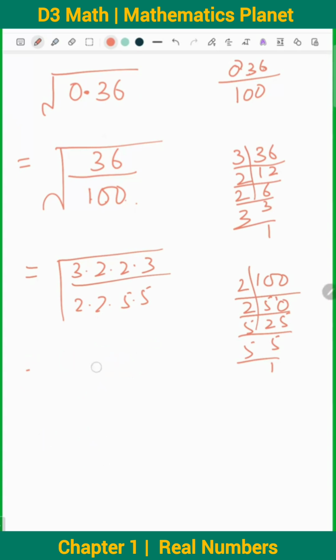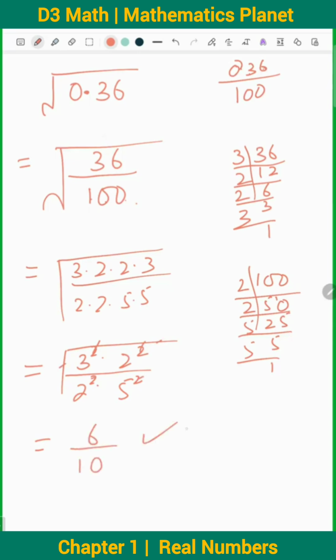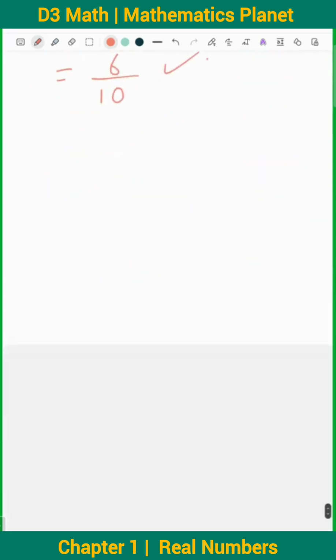If there is one or more same, we have to cut them from both sides. So you just cancel out the square roots. This square cancels with the square root, this square cancels with the square root. So you get 6 by 10, or you can write it as 0.6. Got it? Got it. We can do one more question for the decimals now.